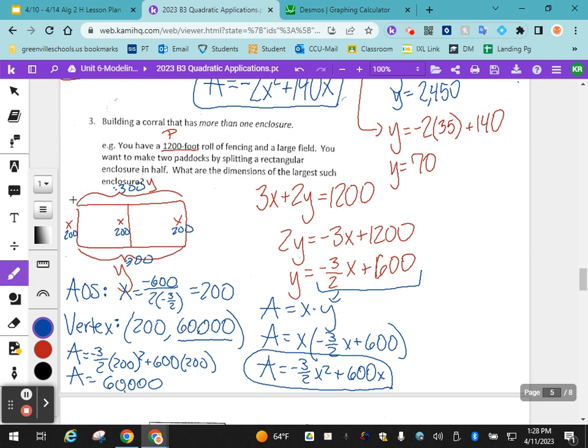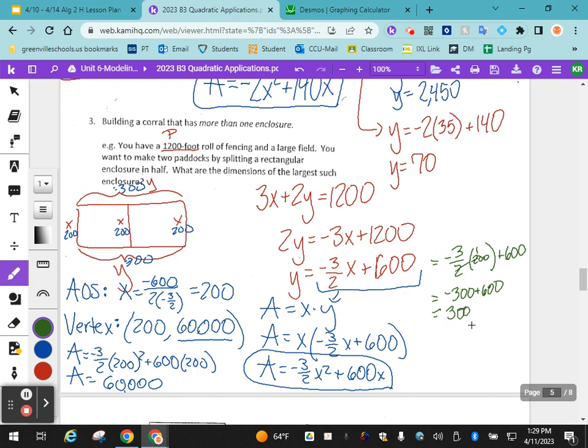Or use your equation and plug it in to get y. So now I know that x is 200. So this and that make it 100. So that's negative 300 plus 600. So 300.